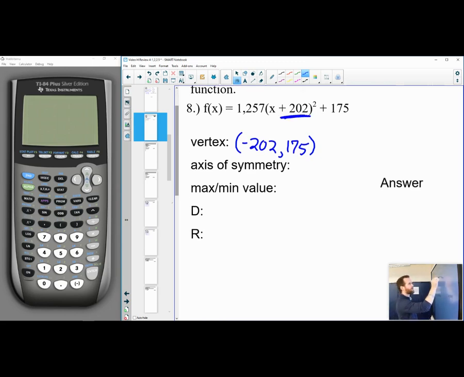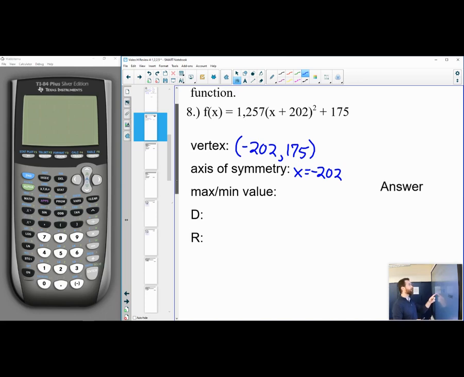It looks like h is a positive 202, so it comes out as an h value of negative 202. Axis of symmetry, we know that's going to be x equals negative 202, because it's x equals the x value of the coordinate, or the x coordinate of the vertex, I should say. Maximum or minimum value. Here, I like to think about the concavity.